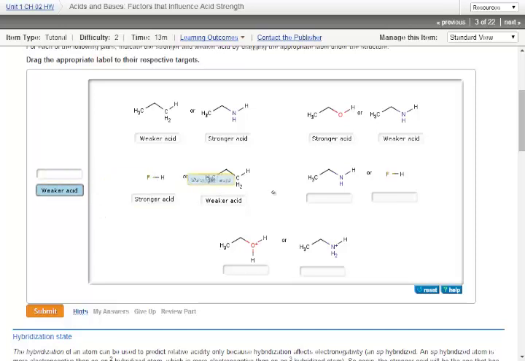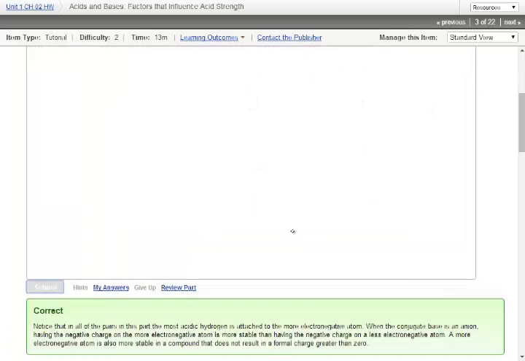So in these cases, we have our stronger and weaker acid. Now oxygen is more electronegative, there we are, than nitrogen. Therefore, that's going to be the stronger acid.